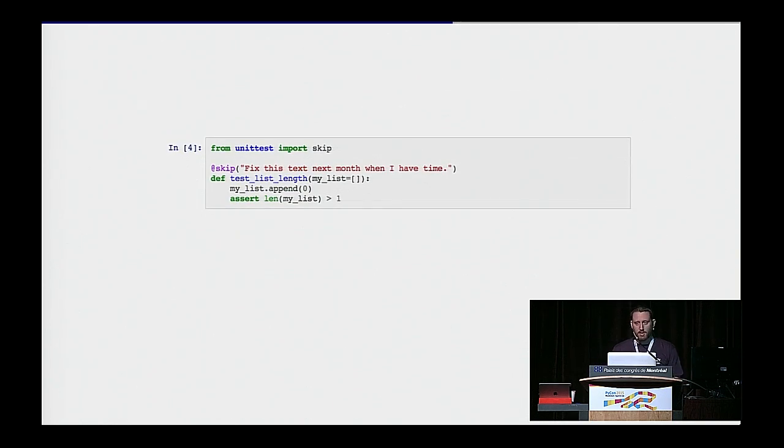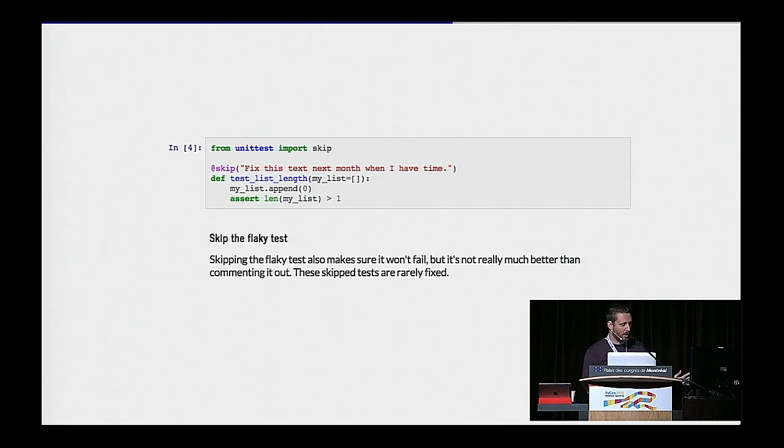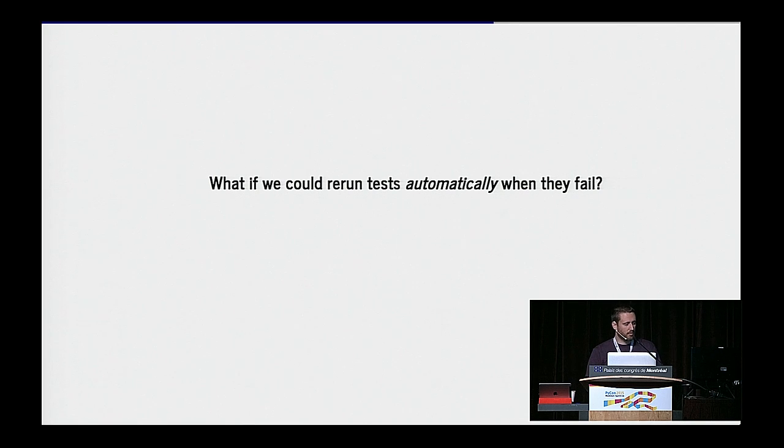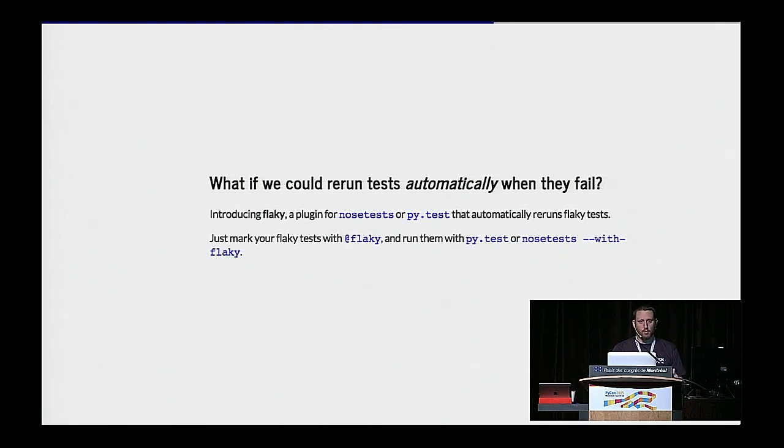Slightly better, maybe you can skip the test, again leaving yourself a nice optimistic note, but you're probably not going to come back and fix this either. So for this purpose, we would like to automatically rerun tests when they fail and see if we can get a passing result. So that's why we wrote Flaky.